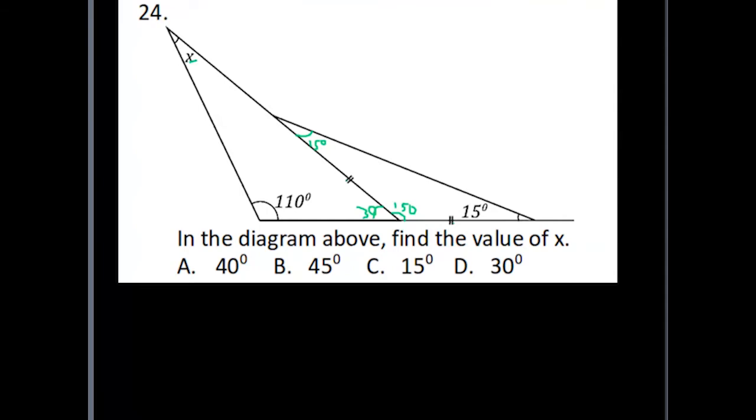So the final thing we have to do here is just find x. That's x plus 30 plus 110 equals 180, the sum of angles in a triangle. Which means x equals 180 minus 140. x equals 40, which makes it option A.